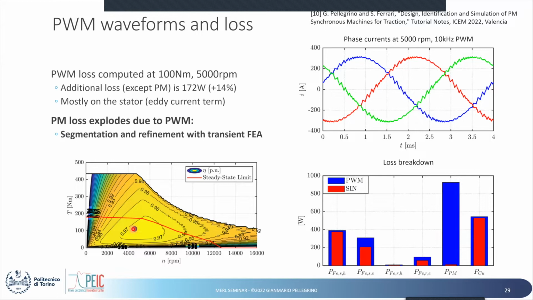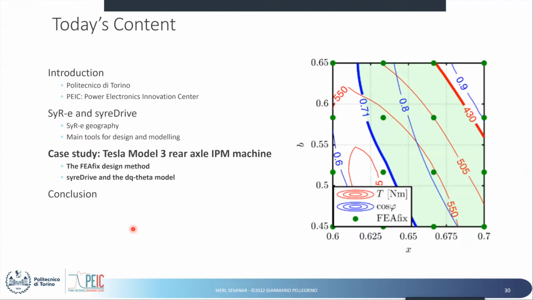So I know I'm rushing. I will try to stuff all possible content within the allocated time. So the case study is the redesign of the Tesla Model 3 rear axle IPM machine through the FEA-fixed design method. And then, still on the same numbers, on the same case study, I will just show you a glimpse of SyR-e drive and advanced modeling capability.